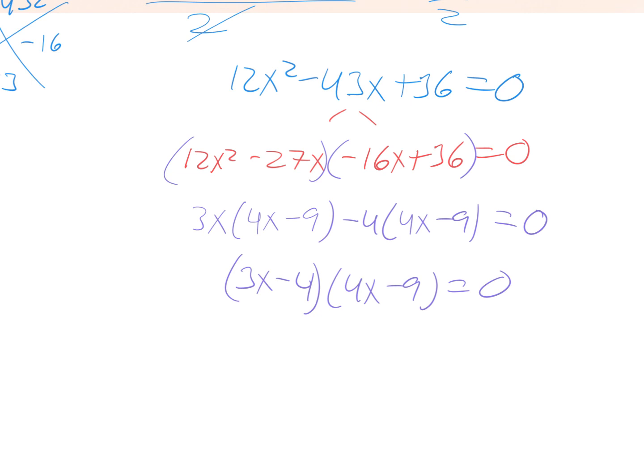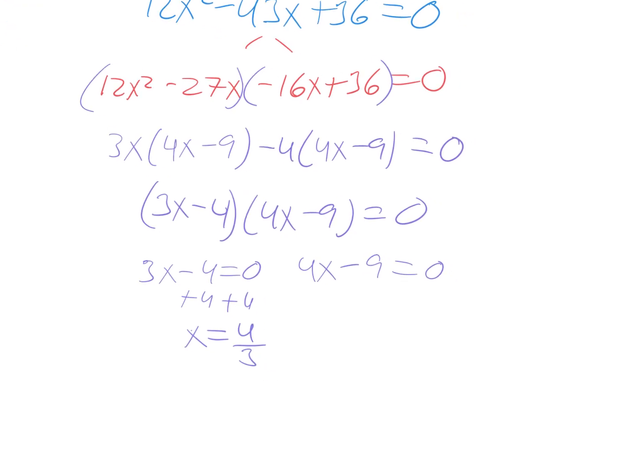Then we set both of these factors equal to 0. Add the 4, and we should get x equals 4 over 3. So add the 4 and then divide by 3, and then over here we should get x equals 9 over 4. Add the 9 and then divide by 4.